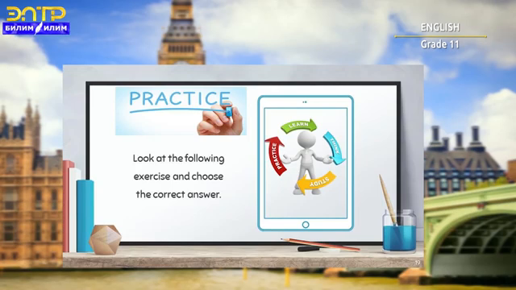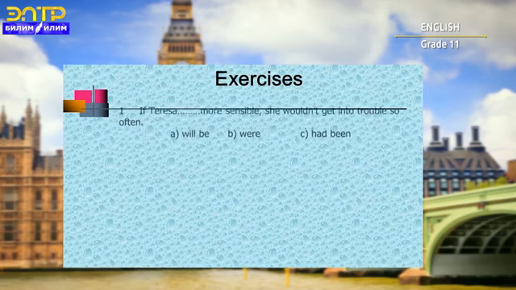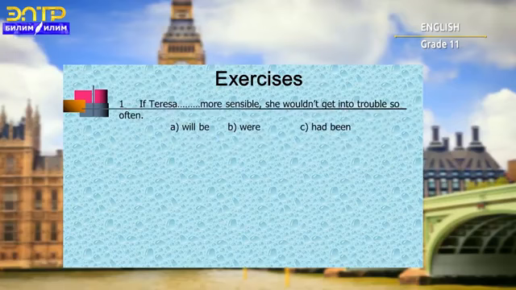Look at the following exercise. Your task is to choose the correct answer, whether it is zero, first, second, or third types of conditional sentences. Let's get started. If Teresa were more sensible, she wouldn't get into trouble so often.